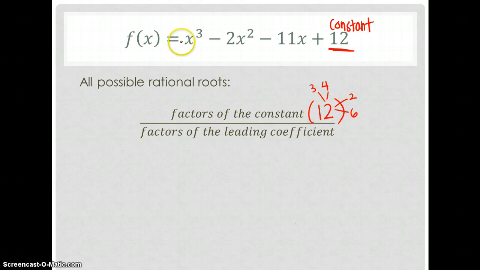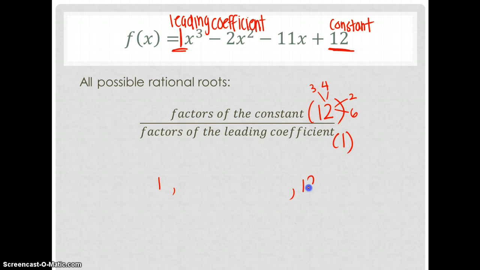And then factors of the leading coefficient. In this case, there's no number in front of x cubed, so we assume it's a 1, so there's your leading coefficient. So factors of the 12 divided by factors of 1. So if we list out our factors of 12, we have 1, we make just a list here, 1 and 12, 2 and 6, 3 and 4, and that's all that divides 12. That's going to be the number we use for the numerator. In factors of the leading coefficient, 1 is just positive, or it's just 1.